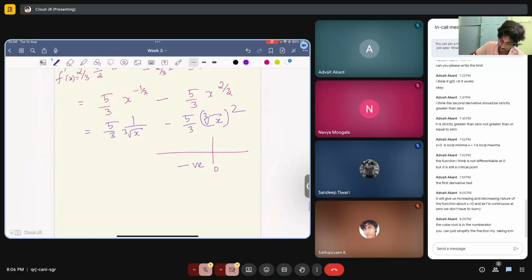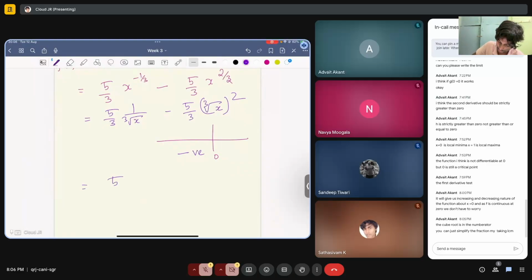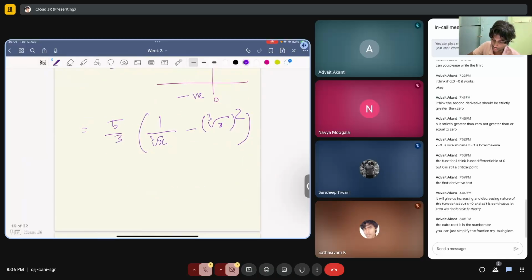So this side, let's look. So this will be again 5 by 3. And here you have 1 by cube root of x. So now you assume the x is positive. So you are looking in this direction where x is positive. Minus cube root of x whole square. And we want to see whether this number is positive or not, right? So let's try to do a little bit. And this is basically 5 by 3.